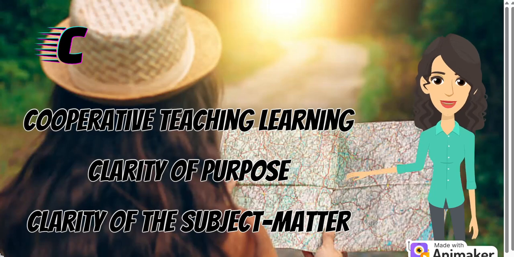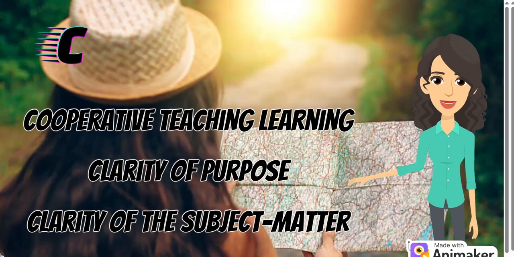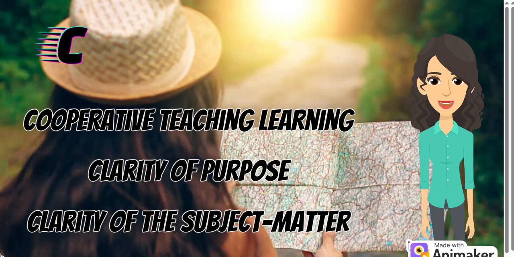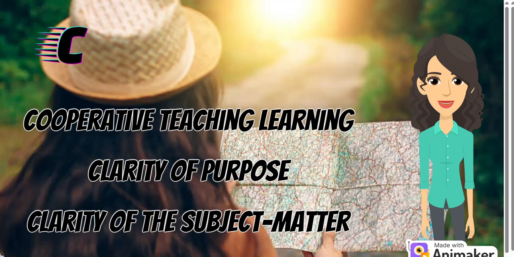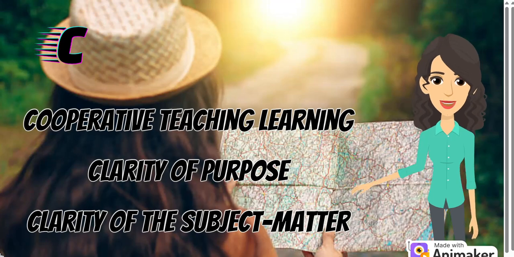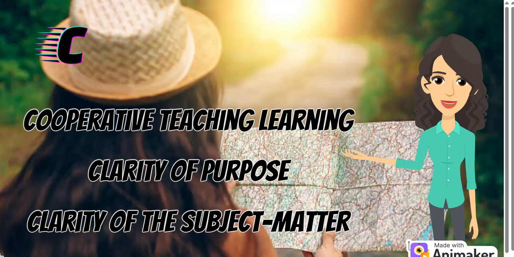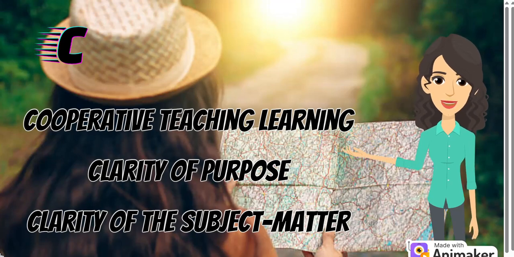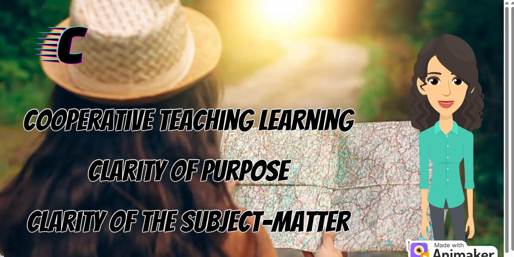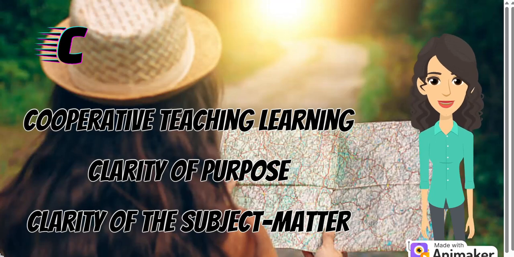Clarity of purpose in teaching, meaning making learning goals and expectations easily understandable, is crucial for effective instruction, as it helps students understand why they are learning something and how it connects to their broader goals, ultimately leading to improved motivation and engagement. For effective teaching, clarity of subject matter is paramount, achieved through clear explanations, well-organized presentations, and engaging examples, ultimately fostering student understanding and engagement.